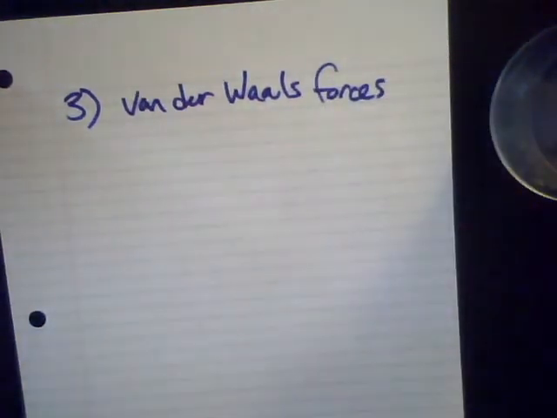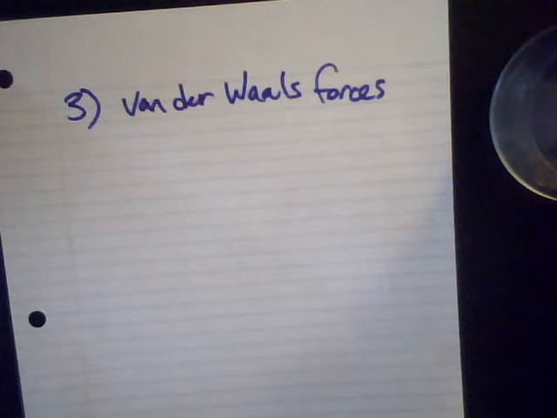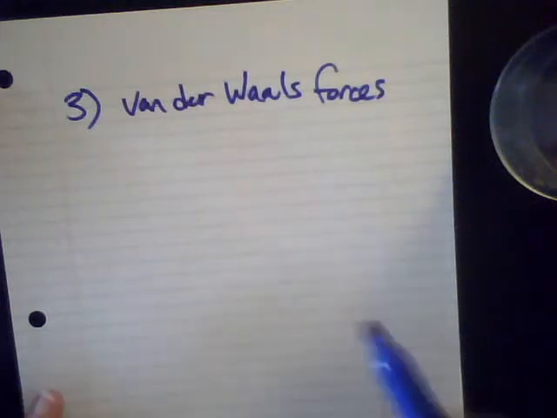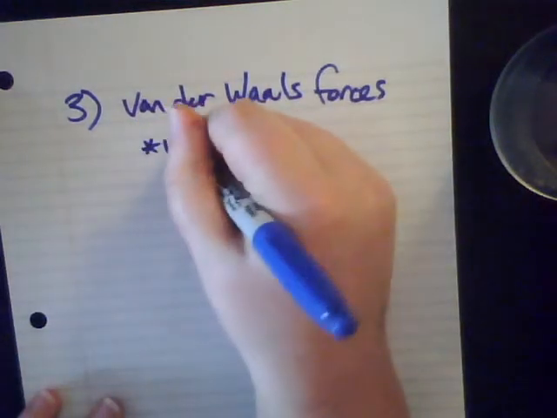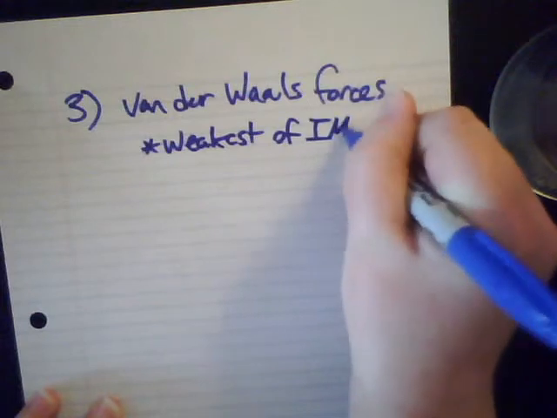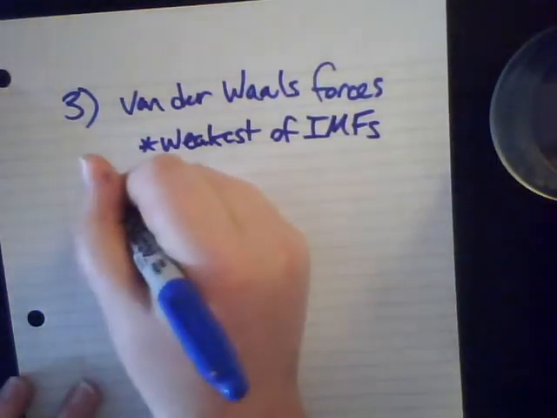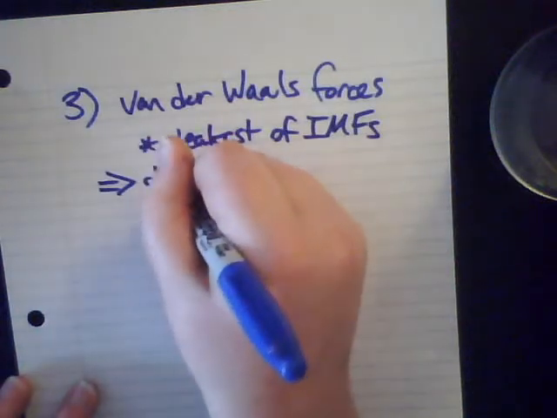Now you should recognize van der Waals because he was the one who was looking at real gases as opposed to ideal gases. So van der Waals forces are related to this idea that there are specific things about particles that allow them to behave in specific ways. And they are the weakest of the IMFs, like I mentioned. And they happen because of random motion of electrons.